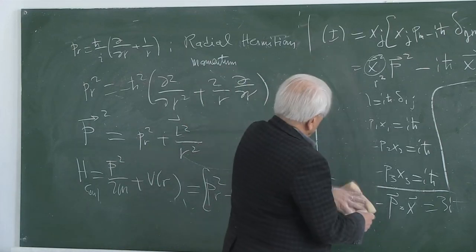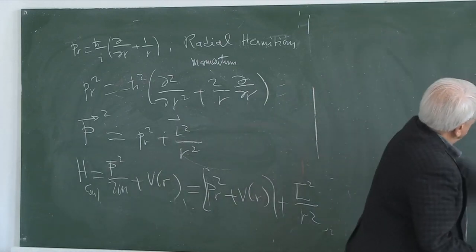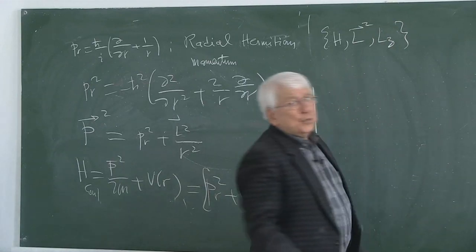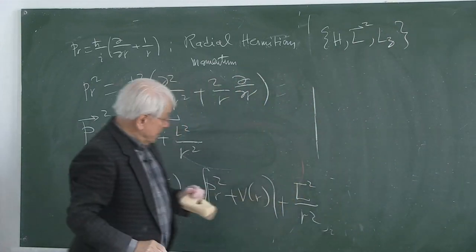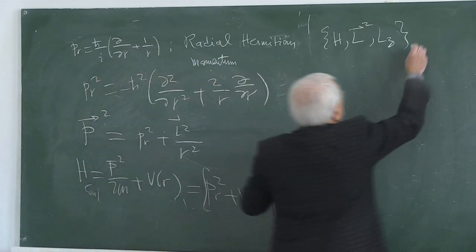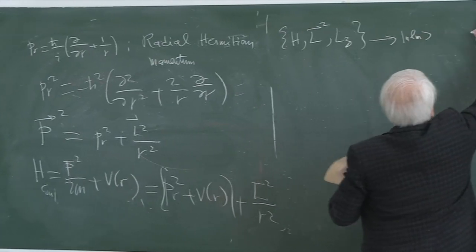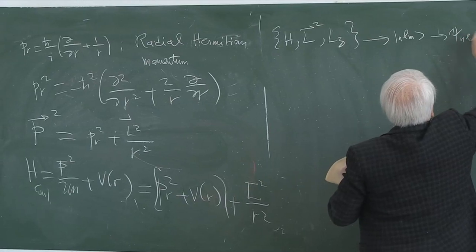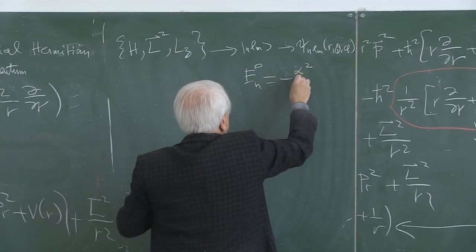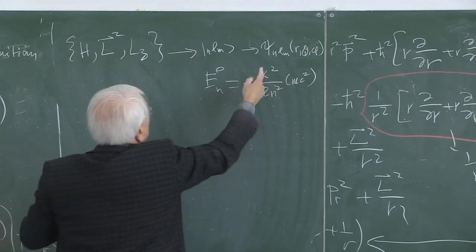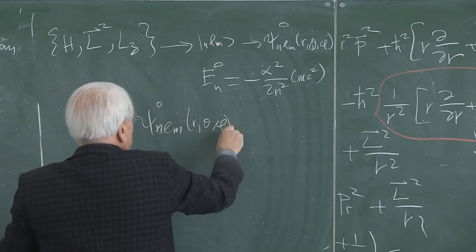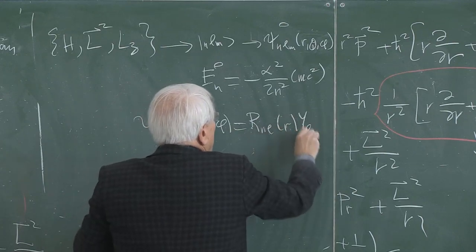The result: H, L squared, Lz, compatible set of commuting operators. This is automatic, since it is spherically symmetric. And the form of the Coulomb Hamiltonian is this, P_r squared plus V(r) plus L squared divided by r squared. And the eigenfunctions are psi_nlm(r, theta, phi). And eigenvalues are alpha squared divided by 2n squared mc squared. And these explicitly are given: psi_nlm(r, theta, phi) is R_nl(r) Y_lm(theta, phi).